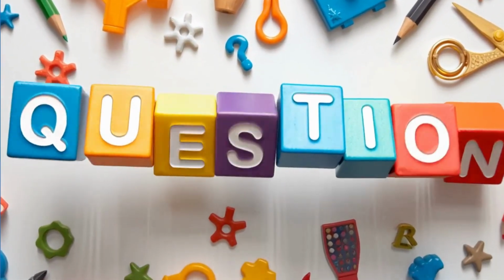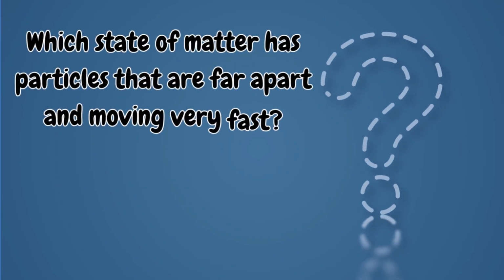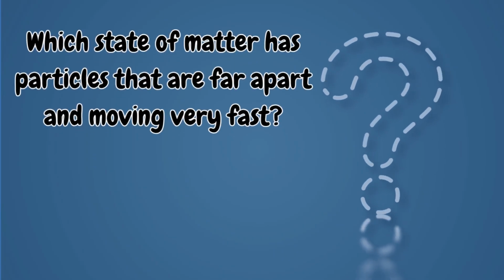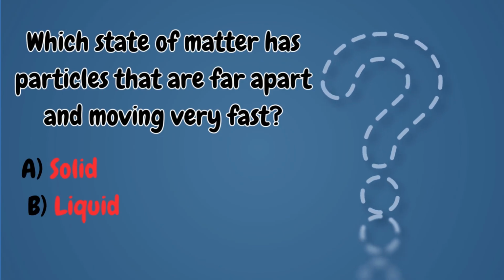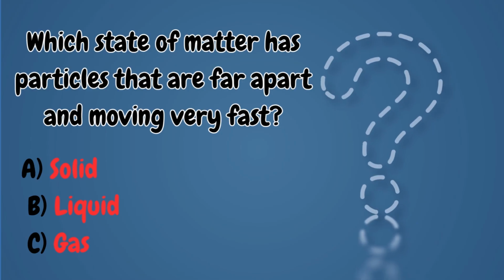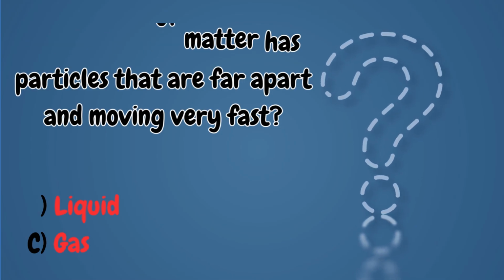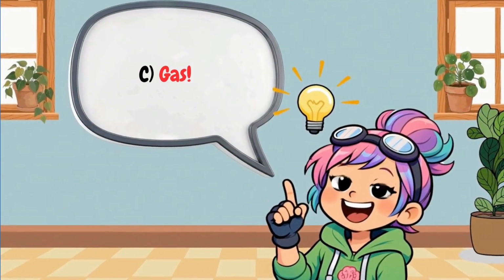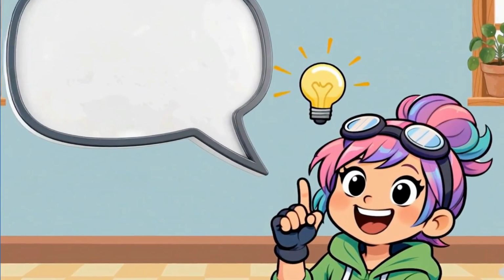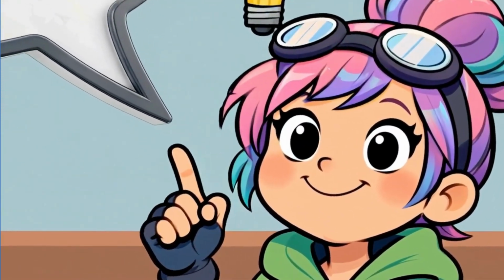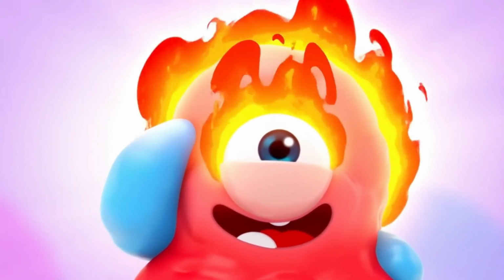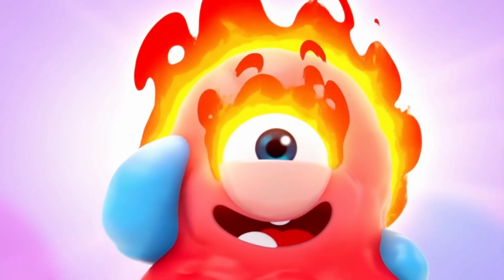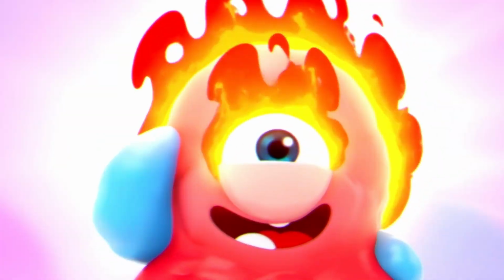Time for the final question. Which state of matter has particles that are far apart and moving very fast? Is it A, solid, B, liquid, or C, gas? You got it! C, gas! Gas particles zoom around with lots of space between them. How did you do? If you got all 4, wow, your brain is on fire.